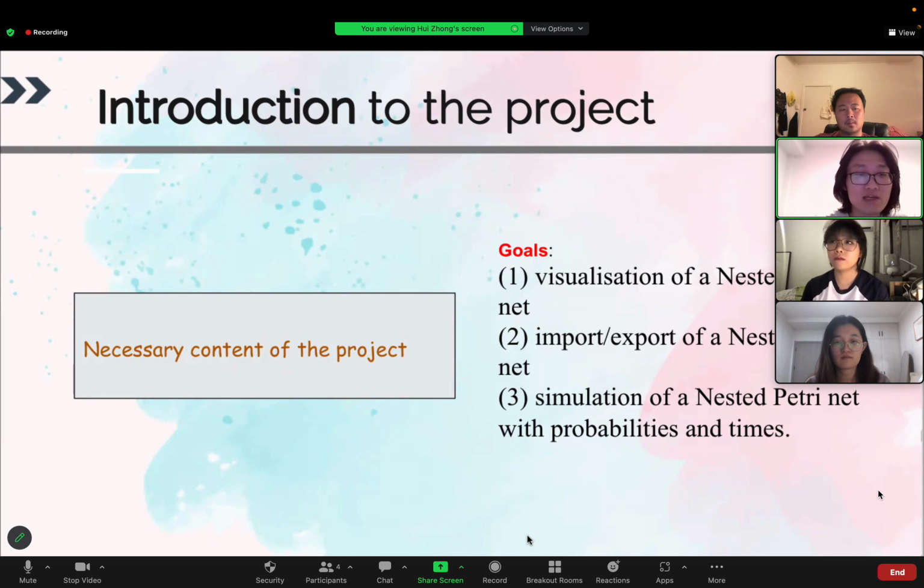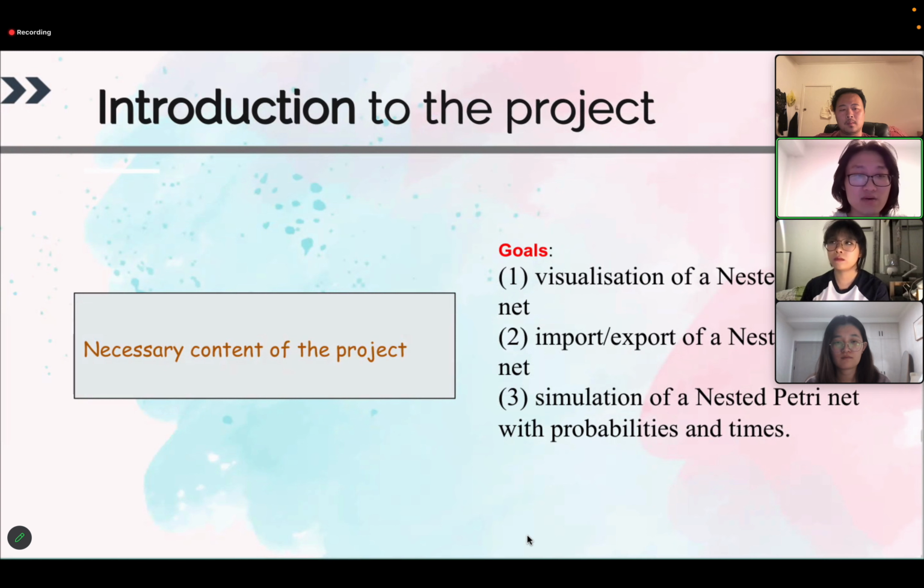Finally, the third goal is simulation of a nested Petri net with probabilities and times. This involves creating a simulation engine that can handle the probabilistic nature of nested Petri nets, as well as incorporating timing constraints to represent real world systems.